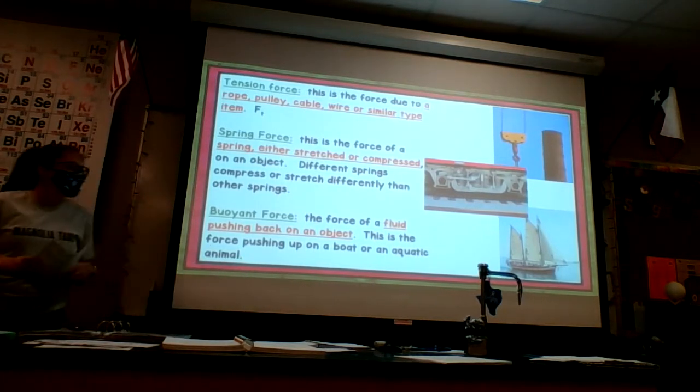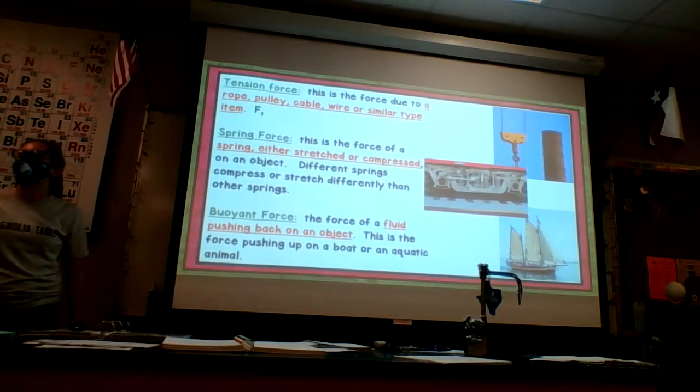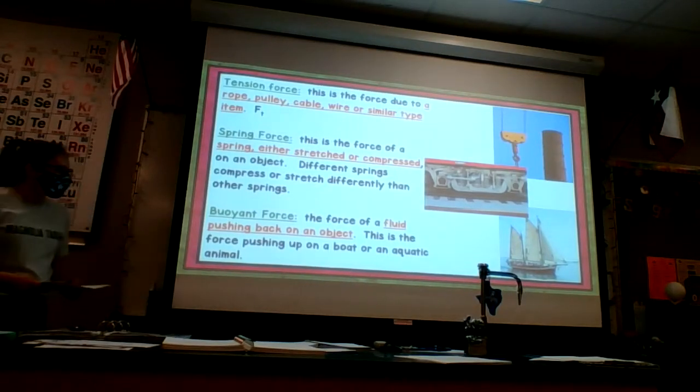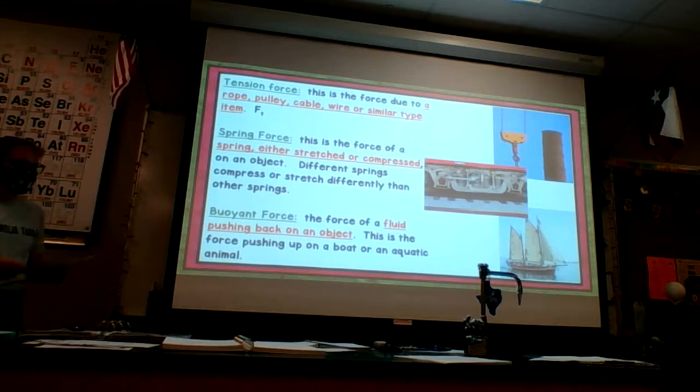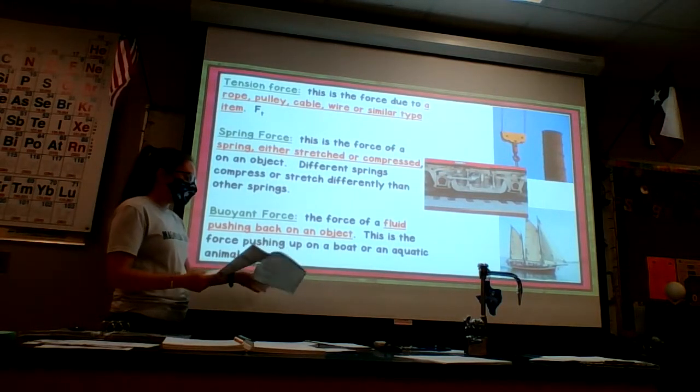And then buoyant force is also pretty self-explanatory. Anytime that something is floating on water, that water is providing a buoyant force. Those three, they kind of speak for themselves, so there's not a whole bunch of explanation going on there.